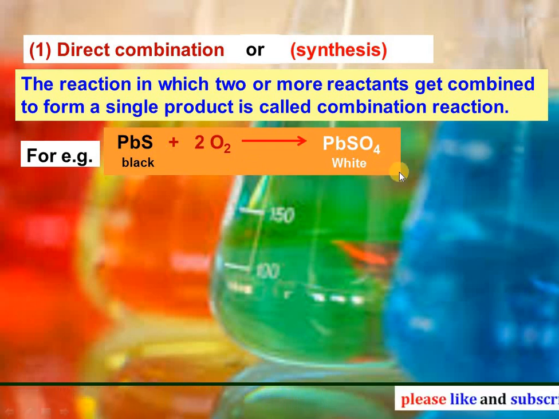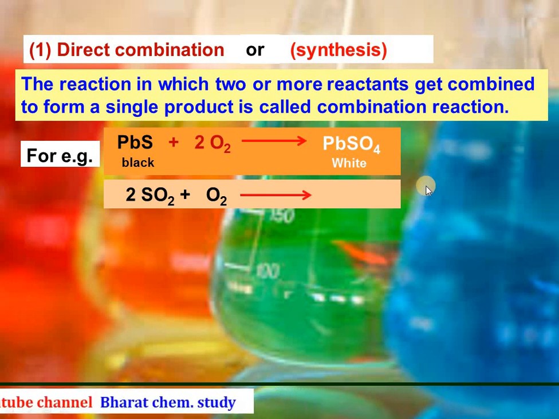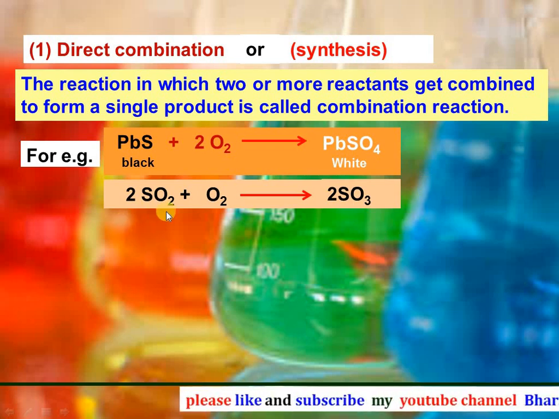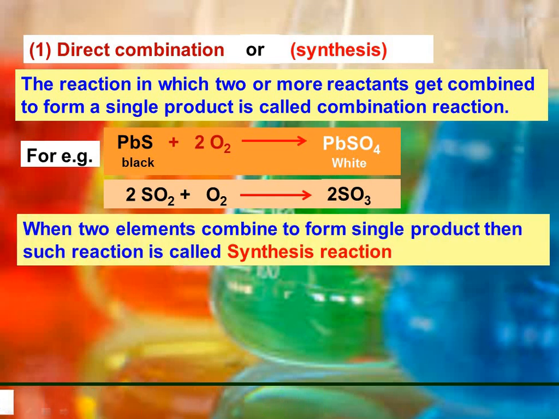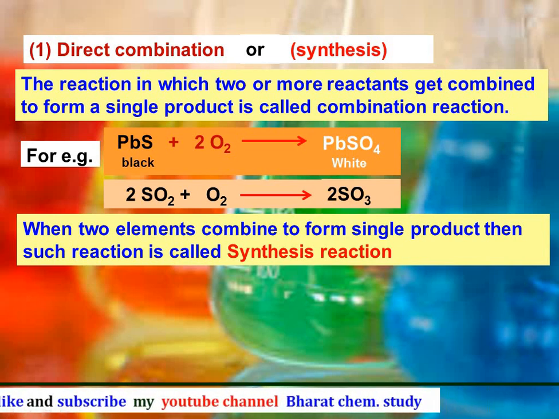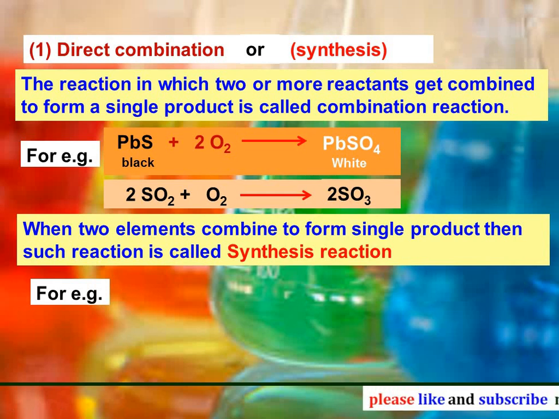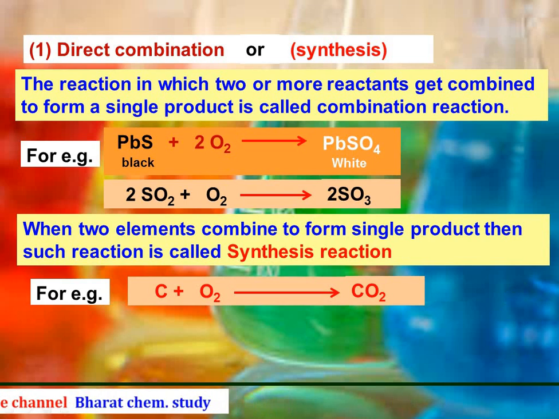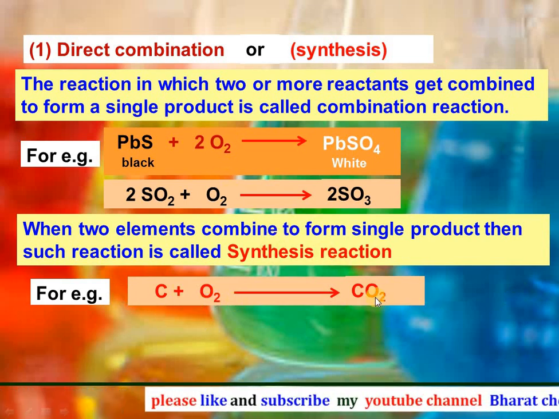called combination reactions. One more example: sulfur dioxide reacts with oxygen to give a single product, sulfur trioxide. It is also a combination reaction because the reactants are two but the product is only one. When two elements combine to form a single product, such a reaction is called a synthesis reaction. It is a little bit different from direct combination reaction. For example, carbon plus oxygen gives carbon dioxide. It is also an example of combination reaction because the reactants are two and the product is one.